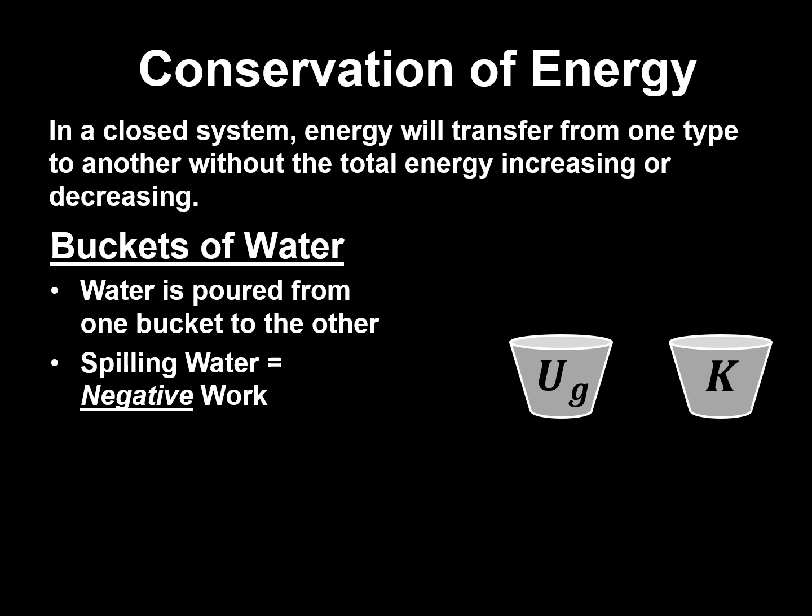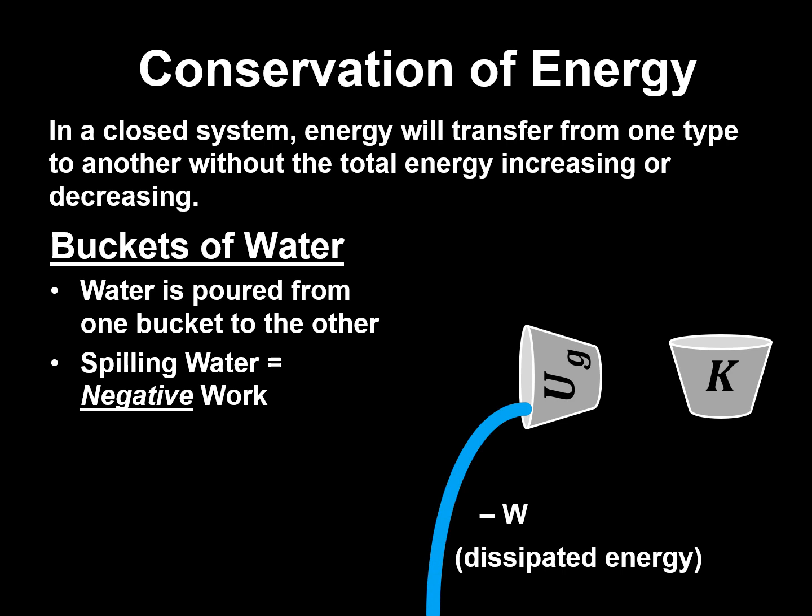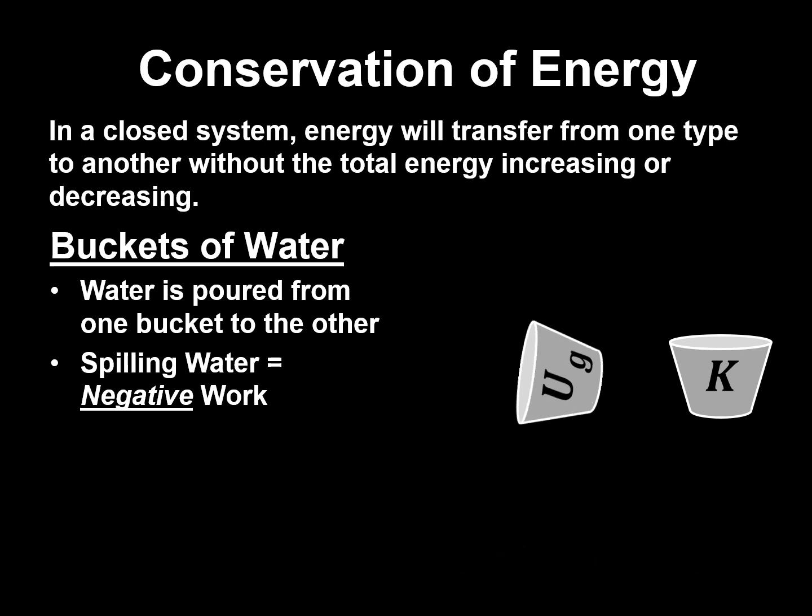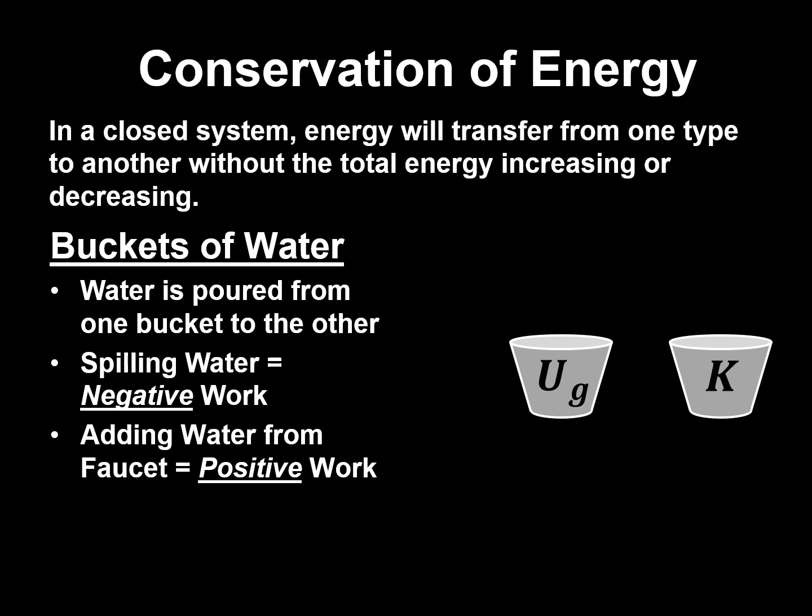Now, the next one, if we spill water, then that's referred to as negative work. We lose energy out of the system. Just like spilling the water out, that's negative work being done. It's dissipated energy. Things like friction, heat, and sound will do negative work on our system. The next thing is adding water. If we add water to our system, that's like doing positive work. So we add more energy into the system. Negative work is spilling the water out. Adding water is doing positive work on our system, increasing the amount of energy that's in our system.